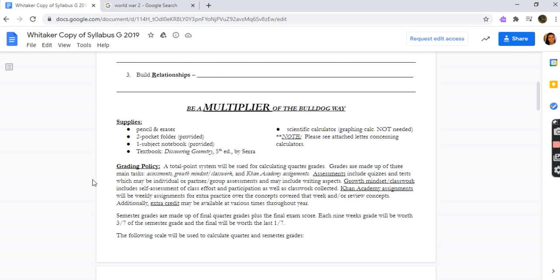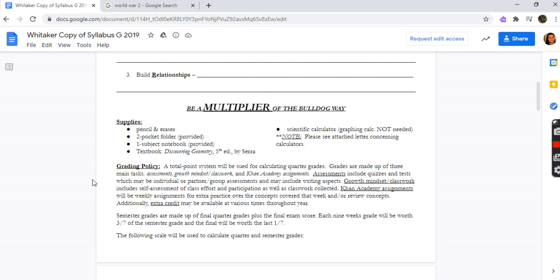Supplies are pencil and eraser, 2 pocket folder provided, 1 subject notebook provided, textbook Discovering Geometry 5th Edition. Scientific calculator, graphing calculator not needed. Note, please see attached letter concerning calculators.